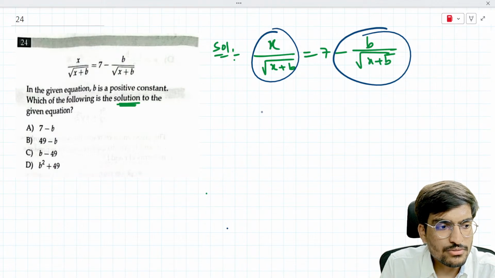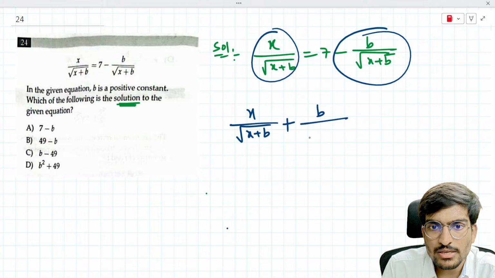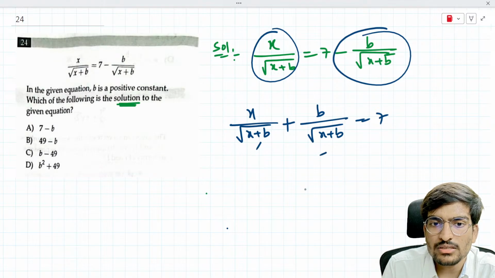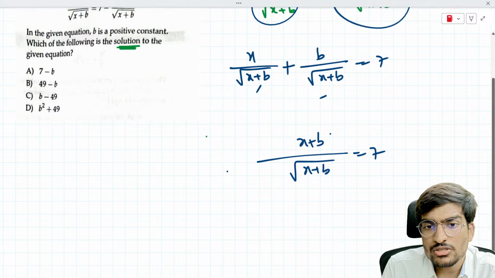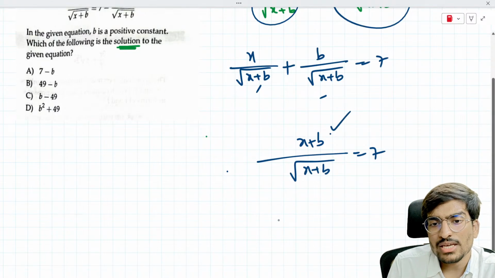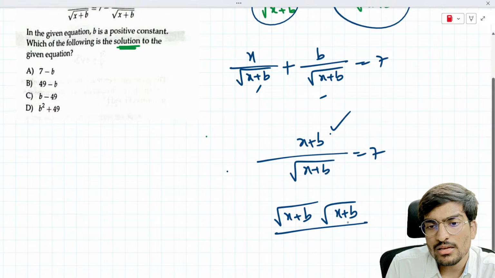So now, x by root x plus b plus b by root x plus b. Why are we doing it like this? So that the denominator is the same, we can add up the numerators: x plus b. By doing that we can reduce this. x plus b over root x plus b equals 7. What is the meaning of this? We can write it like this: root x plus b times root x plus b. Why? Because it's still the same, root x plus b whole square we can write.